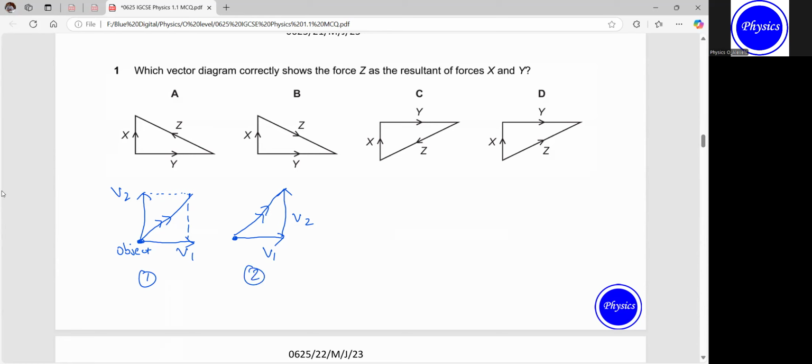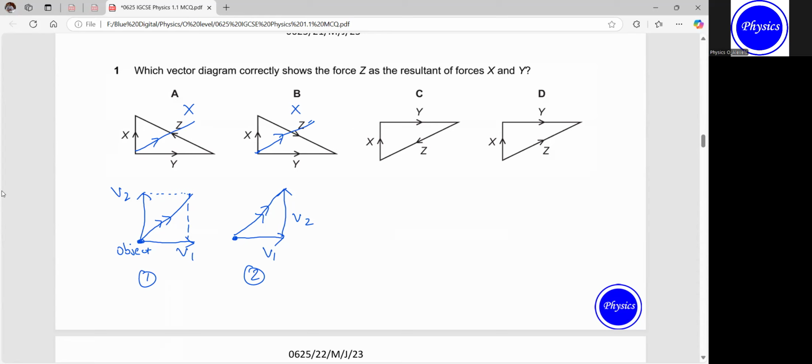So here, let us see. X and Y. If you apply the first method, the resultant should be in this direction. So this is wrong. X and Y, again, the resultant should be in this direction, diagonally to this side, from this point towards the right and to the top. So this is also wrong.